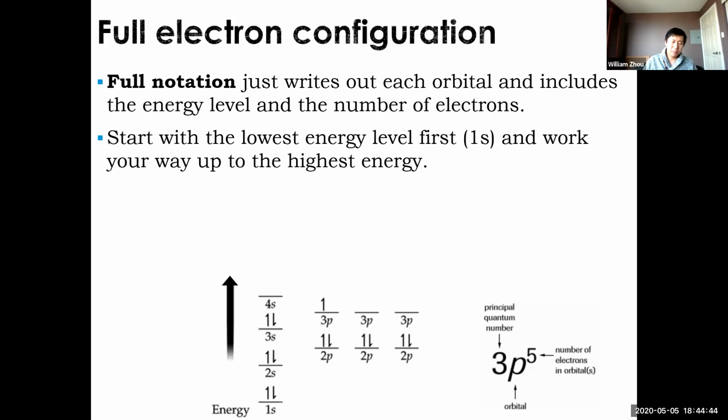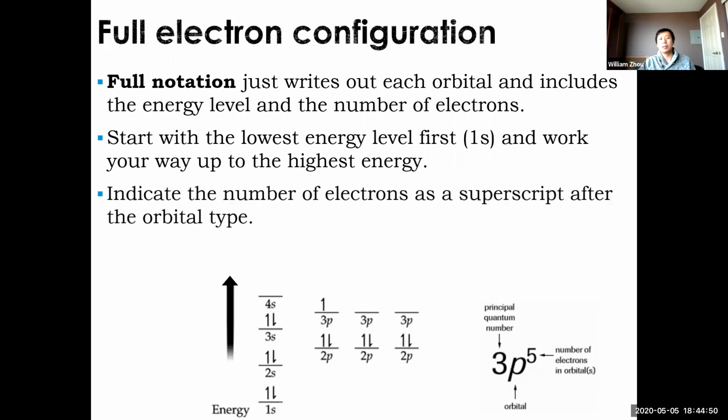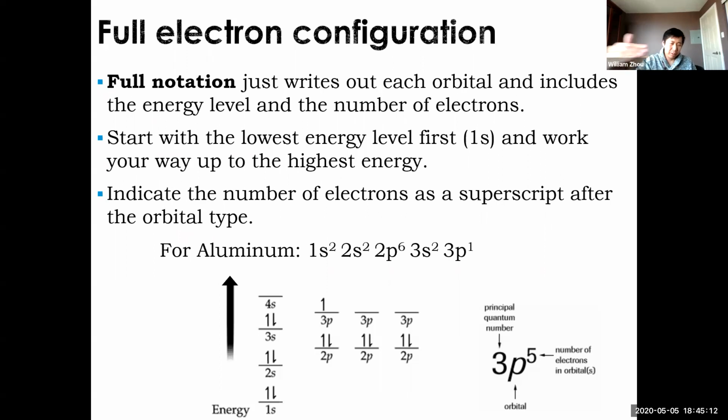So you start in the lowest, 1s, and you work your way up. So instead of drawing, you just write this out. So you indicate the number of electrons using a superscript right after the orbital type. So an example for aluminum will be 1s2, 2s2, 2p6, 3s2, and 3p1. Okay, I did it in order from the lowest energy level to the highest one. Okay, does that make sense, guys? The 3p1, well, there's a 1 because there's only 1 electron in the entire 3p subshell.